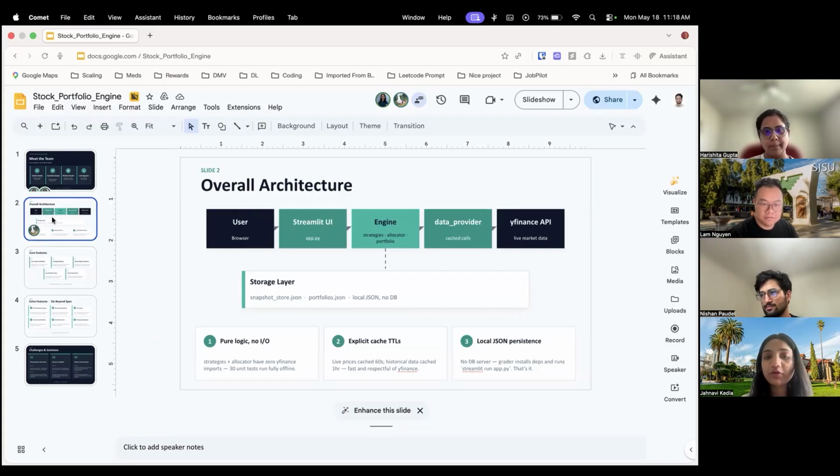The data provider module wraps Y Finance and is the only place we make network calls. Below that, the storage layer persists snapshots and named portfolios as local JSON files. No database server needed, which keeps setup simple for the grader.